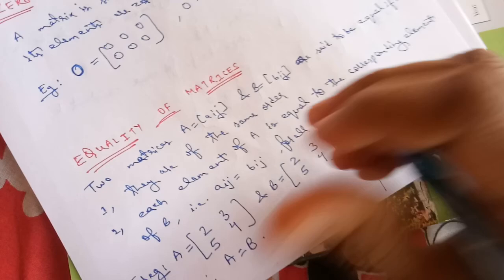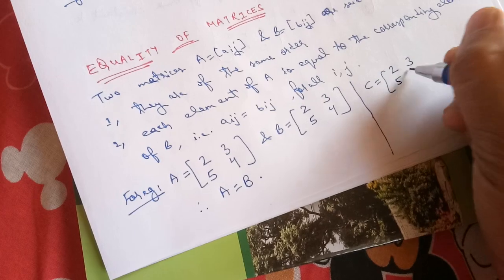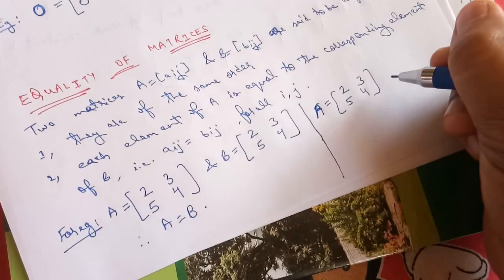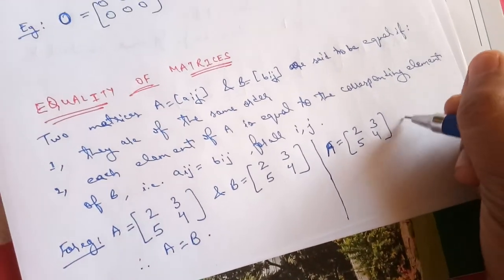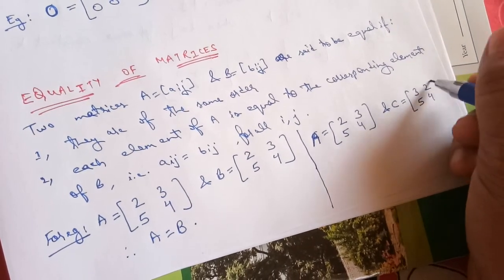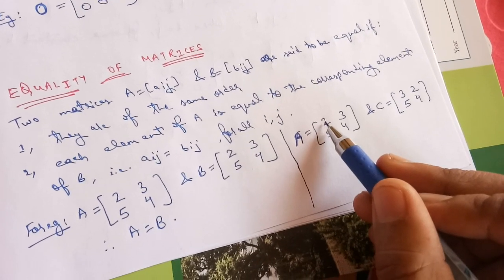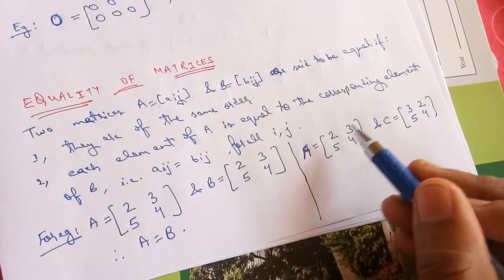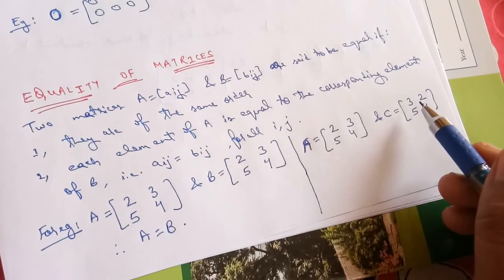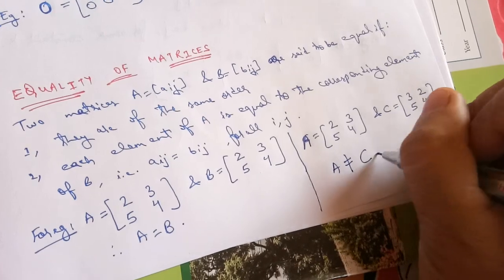But suppose we take another example, another matrix, suppose C, and we take A as 2, 3, 5, 4, right, the same elements. Suppose we have considered the same matrix A, and here we take C as 3, 2, 5 and 4. Now we can see that this position is first row first column, right? So the first row first column element is 2, but here the element of first row first column is 3. So these two matrices are not equal to each other. That is, matrix A is not equal to matrix C.